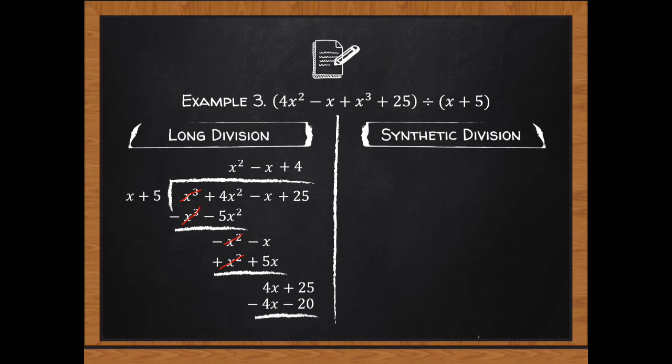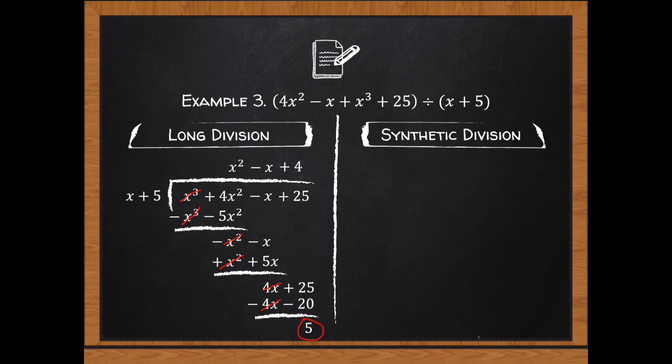And then, let us perform the operation. 4x minus 4x is 0. And then 25 minus 20 is 5, of course. And now, 5 is the remainder. Bakit? Dahil wala na tayong next term, so we stop dividing. So, ang natira po ay 5. And then our quotient is x squared minus x plus 4.